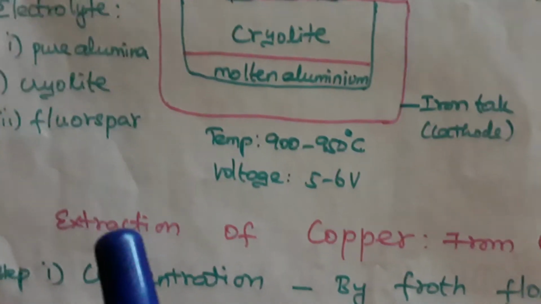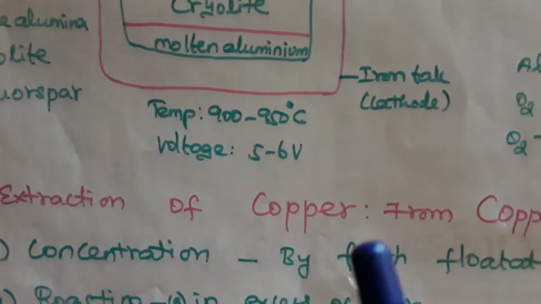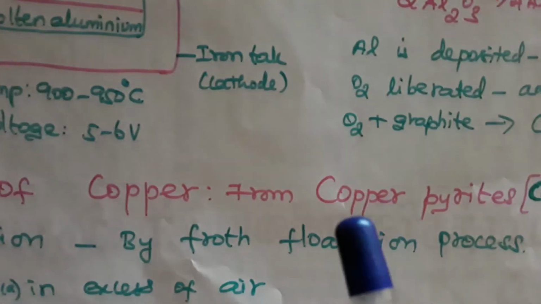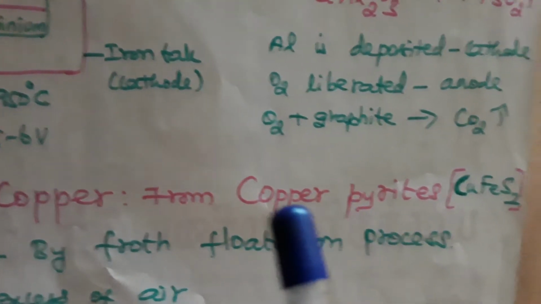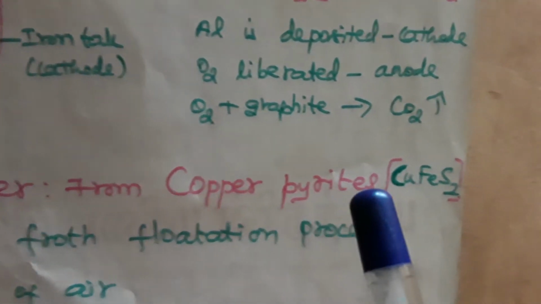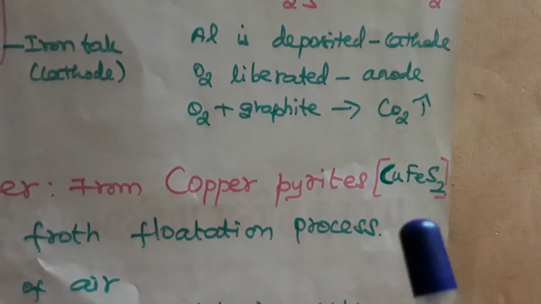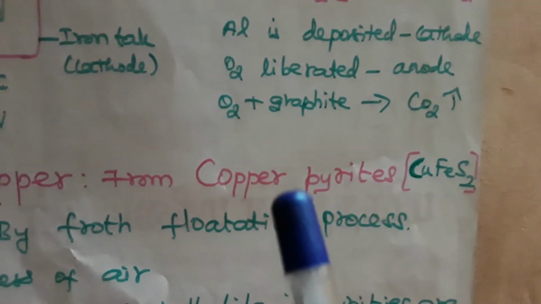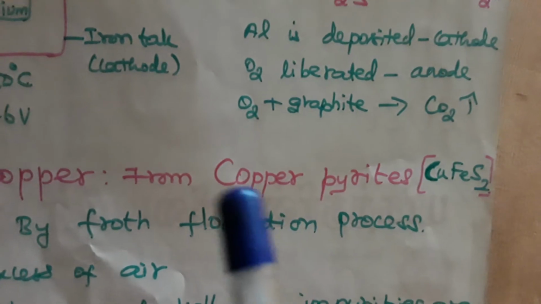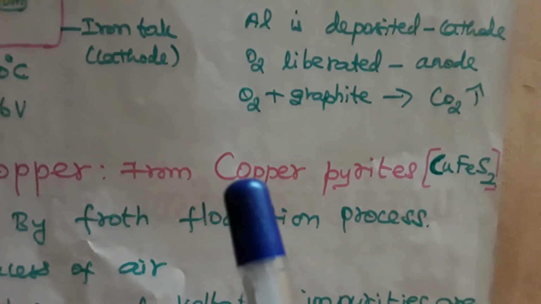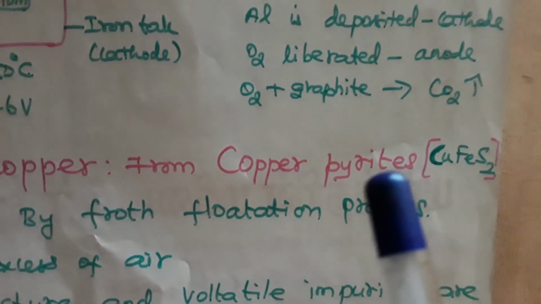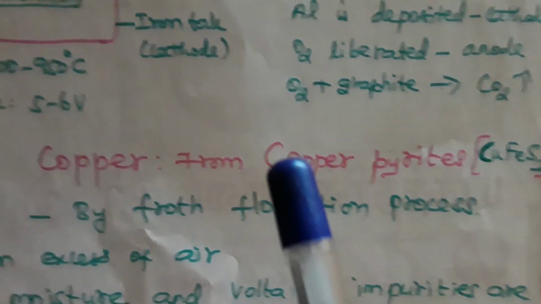Next, we are going to see the extraction of copper from copper pyrites. What is the formula for copper pyrites? CuFeS2, copper pyrites. Why have we chosen only copper pyrites? We are extracting copper from it because copper pyrites is the chief ore of copper. Shall we move on to the steps?